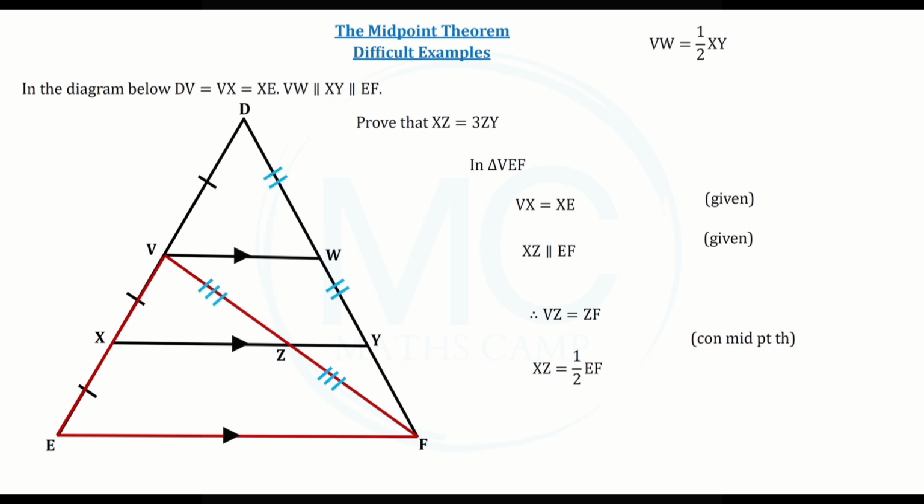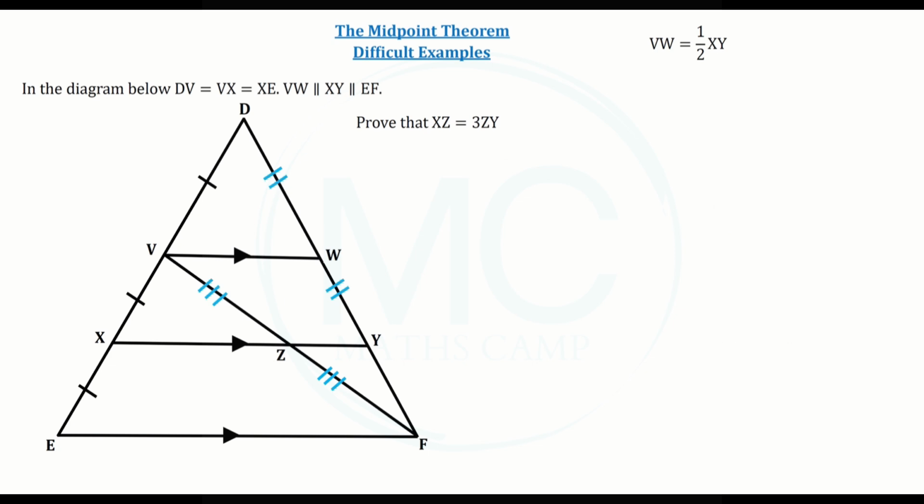Let's make our diagram black again. Let's clear up our page. And also, let's make a note that XZ is equal to half of EF. Now we have an equation with XY and an equation with XZ. But let's see if we can find more information about ZY. ZY lies in triangle VWF. So let's make this triangle red.